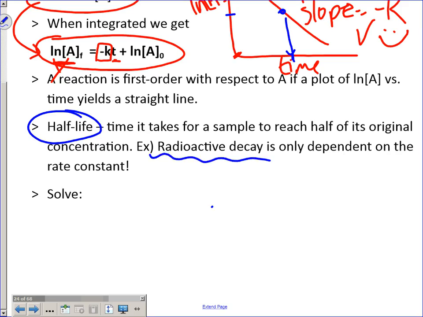Radioactive decay is not dependent whatsoever on the concentration of a substance. If I said, okay, guys, half-life of carbon-14 is like 5,600 years. If I have like a kilogram of carbon-14 or a gram of carbon-14, does it matter how much I have? The half-life itself is still 5,600 years. It doesn't matter how much I have. It doesn't matter at all. But so what you're going to find is that half-life for first-order reactions has nothing to do with concentration. It's a time issue. So that's what we're going to derive right now.